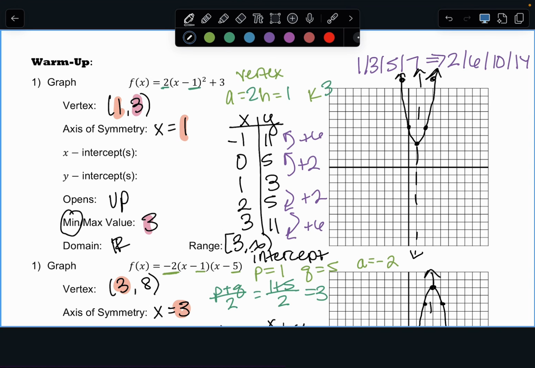Questions on going from just vertex and A to this entire table, this entire graph? Because that's what you got to know how to do. Go ahead. What would the x-intercept be? We're going to talk about it. Does this look like it crosses the x-axis ever? No, we have none. And in general, if your graph opens up and your y-coordinate of your vertex is positive, that means it's already above the x-axis and it's going to keep going up. So you're never going to touch the x-axis. Same thing if it's going down and you're already below the x-axis, you're never going to cross it. You're just going to keep going down. So no intercepts happen quite often.